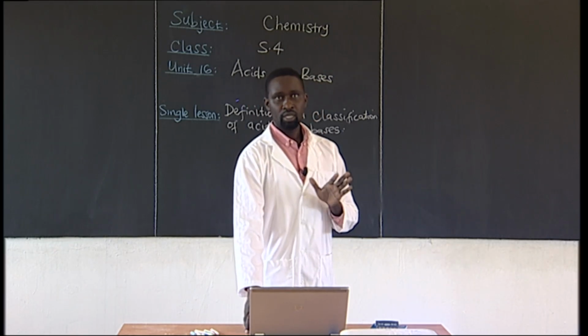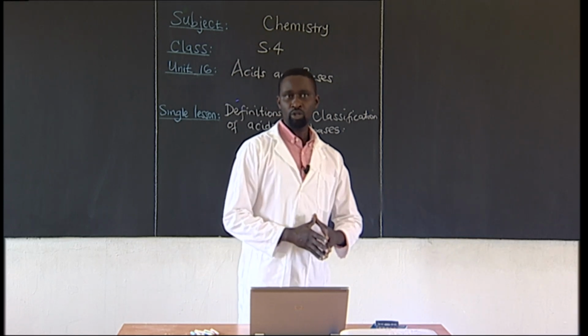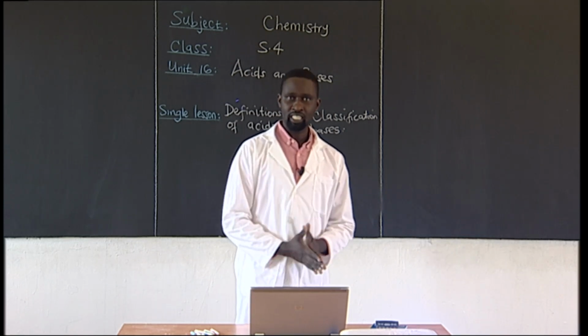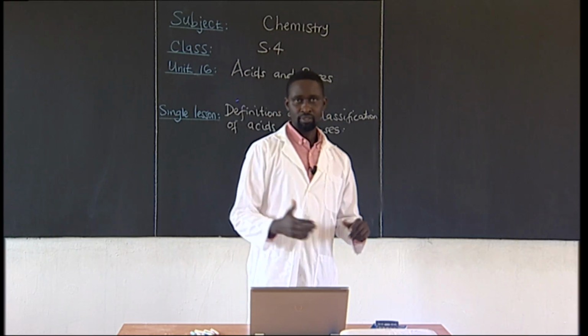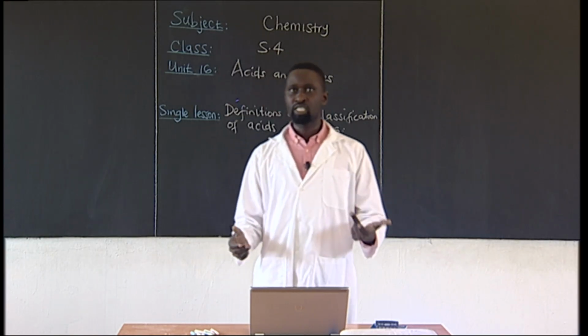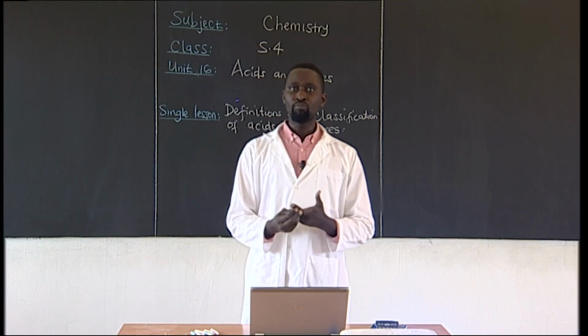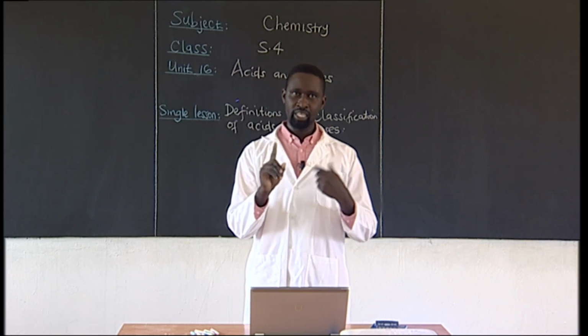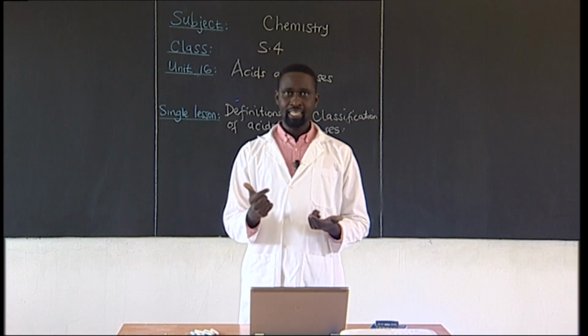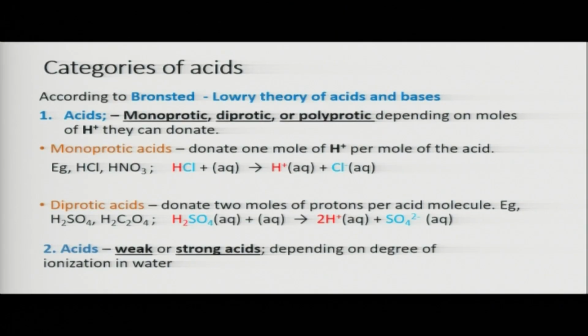So, from the Bronsted-Lowry definition, here come the categories of acids. Acids are categorized into two basing on the number of moles of hydrogen ions they release in solution and whether they ionize strongly or weakly. That is the degree of ionization. Looking at the number of hydrogen ions they release in solution, you can have monoprotic acids or diprotic acids.